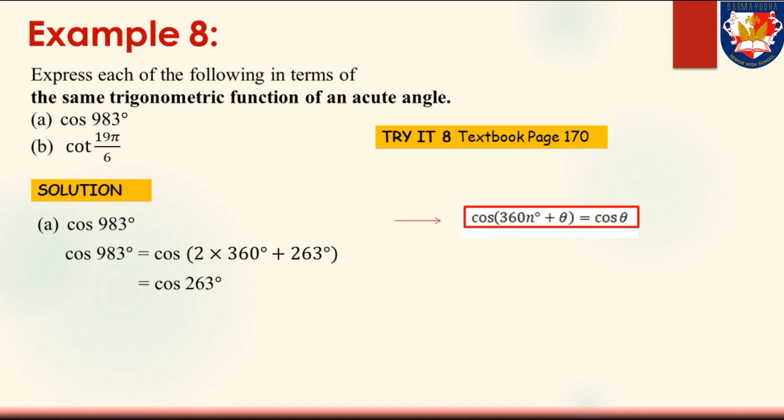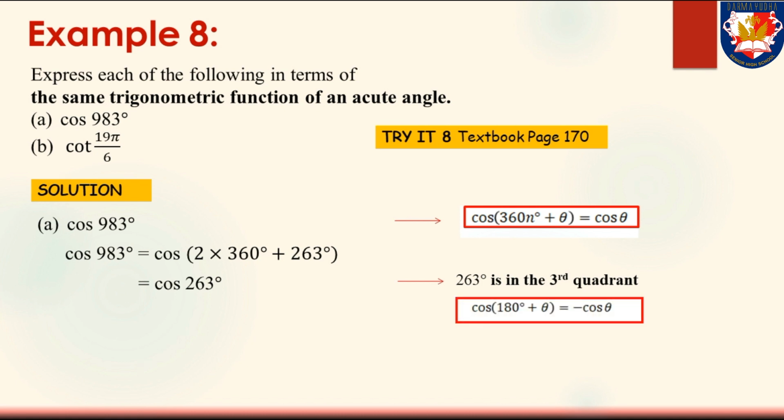Remember that 263 degrees is in the third quadrant, and also remember this following formula. Now we modify cosine 263 degrees to become cosine of 180 degrees plus 83 degrees, which equals negative cosine 83 degrees. 83 degrees is an acute angle.